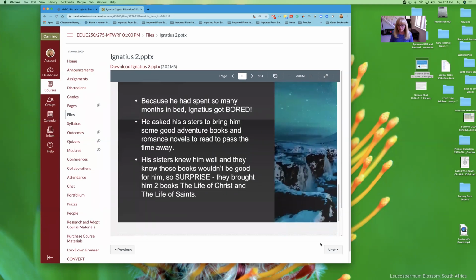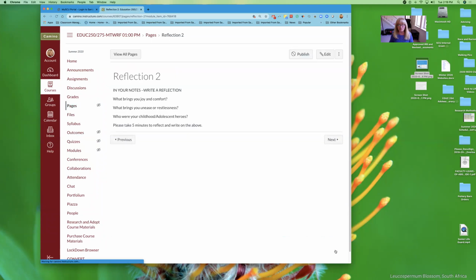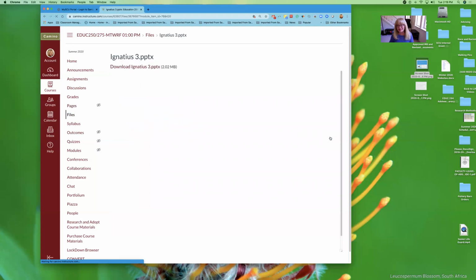So you'll read through that, take some notes, click on the next button, and now here's another reflection you're going to be uploading in your Google Drive folder. Reflection number 2 is asking you about what brings you joy and comfort, what brings you unease or restlessness, and who were your childhood and adolescent heroes or sheroes. You just take 5 minutes, type that in, upload it into your folder. Click the next button.